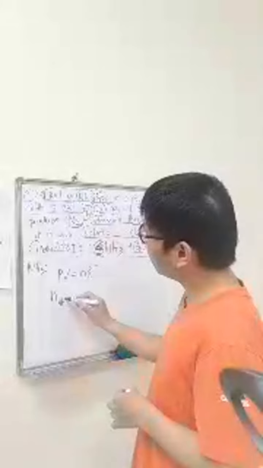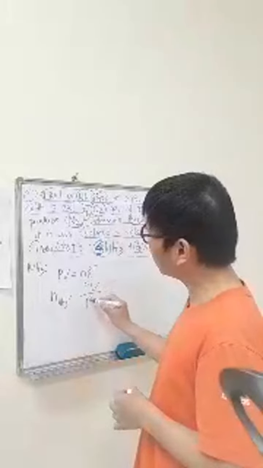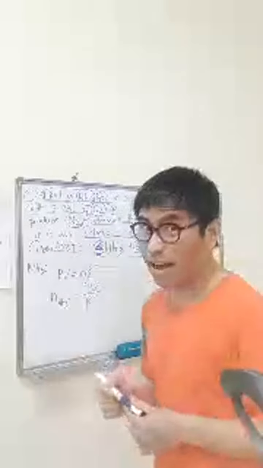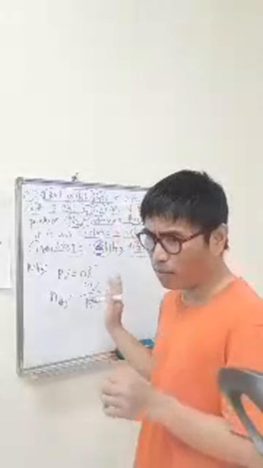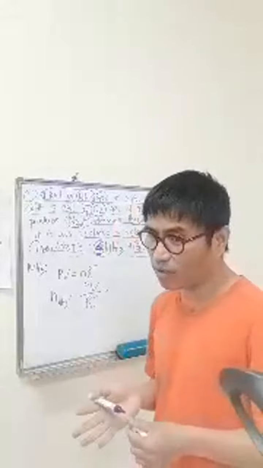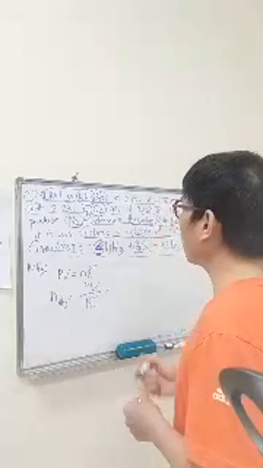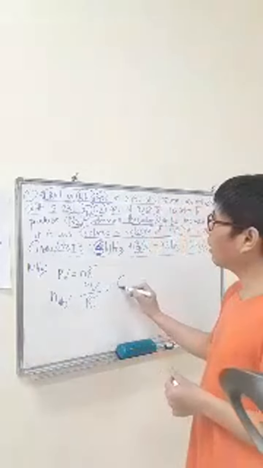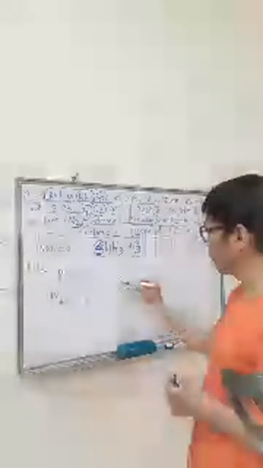So n of ammonia is equal to the pressure times volume over R times T. Okay, guys, you should remember this one because a lot of problems in the board examination are in this situation. Okay, like that. So we have the pressure. The pressure of ammonia is 1.45 atmosphere.